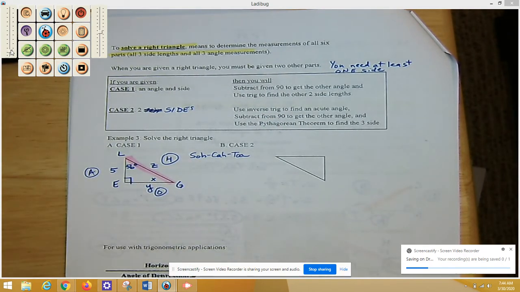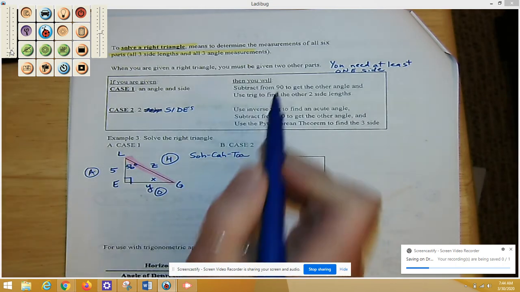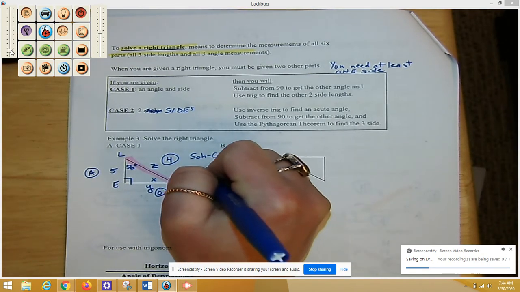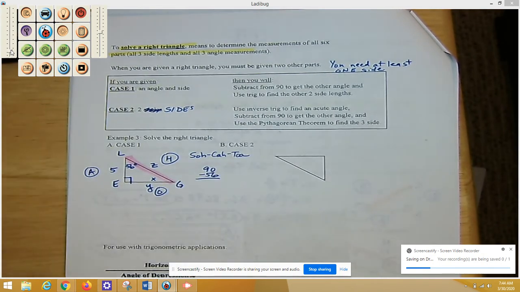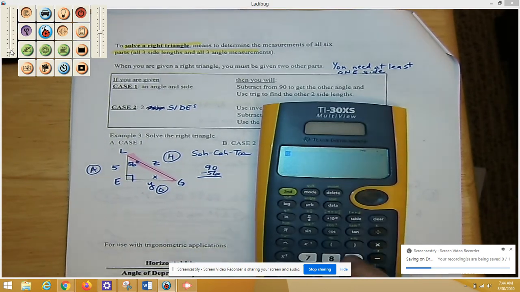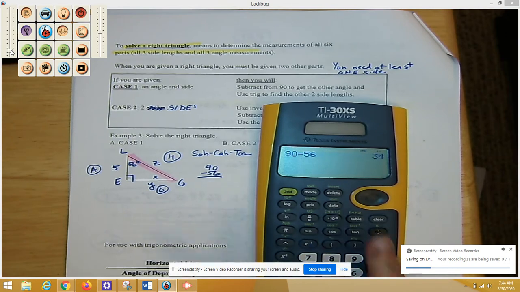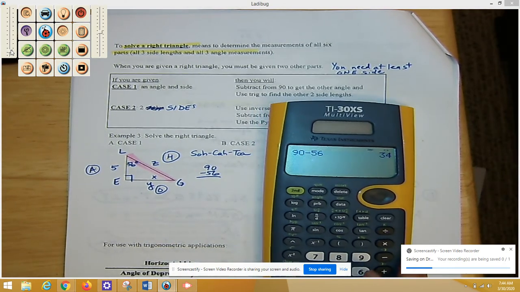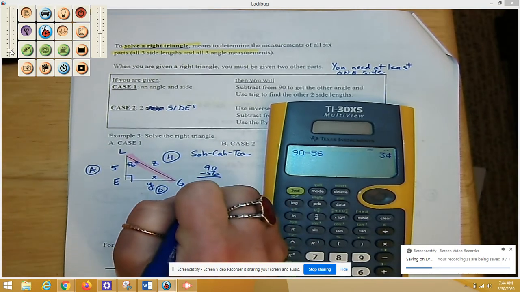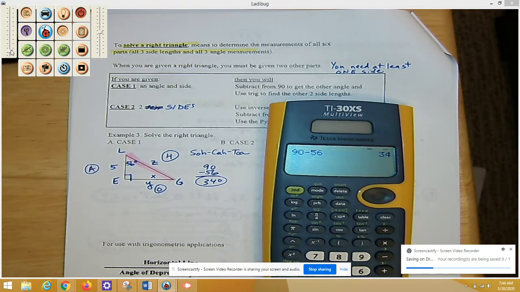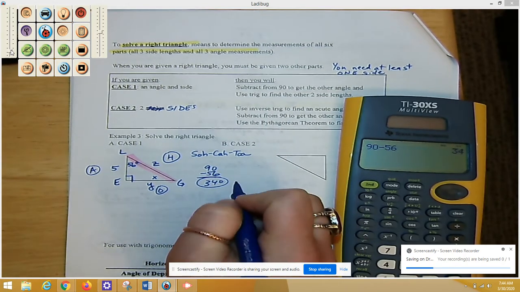But the first thing that we could do here is find angle X, and that's by subtracting from 90 to get the other angle. So I'm going to do 90 minus 56. In the last video, I showed you how you could do everything with all three different calculators, the regular TI-30XS, the graphing calculator, and the phone. Today, and going forward, I'm going to stick with this calculator. All right, so I have a 34-degree angle here, and that will be X.